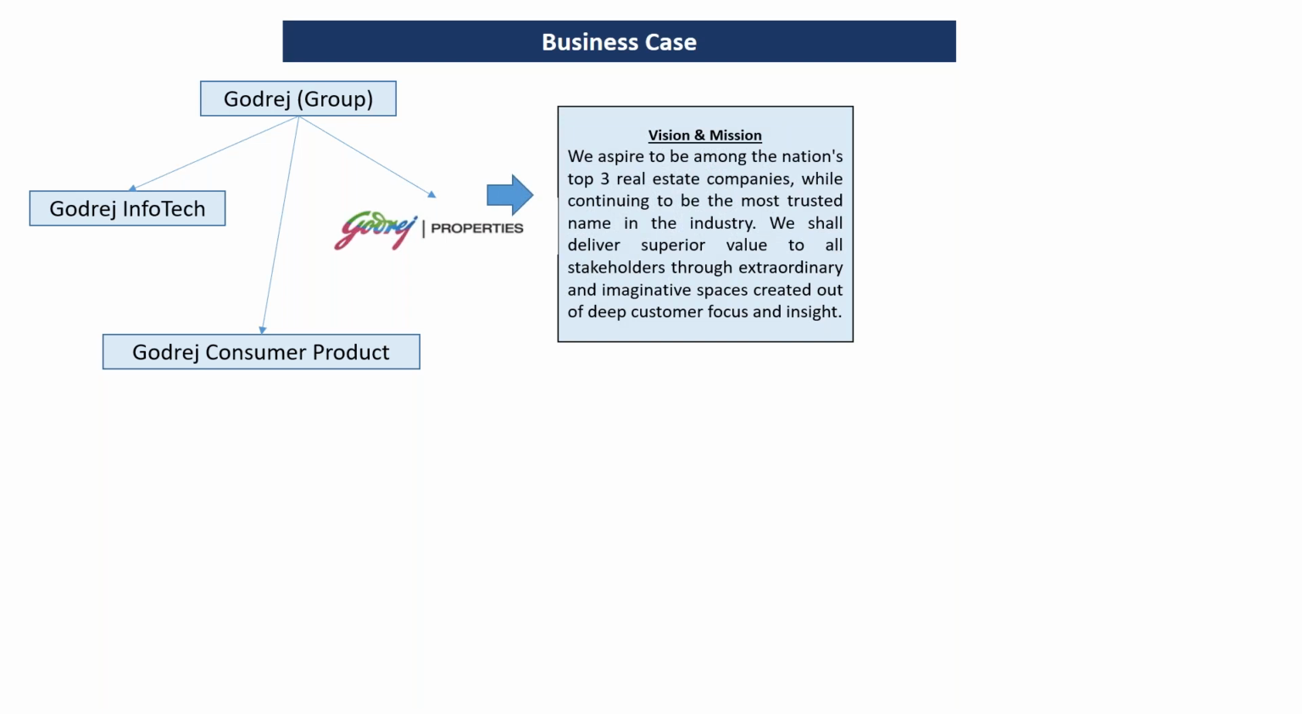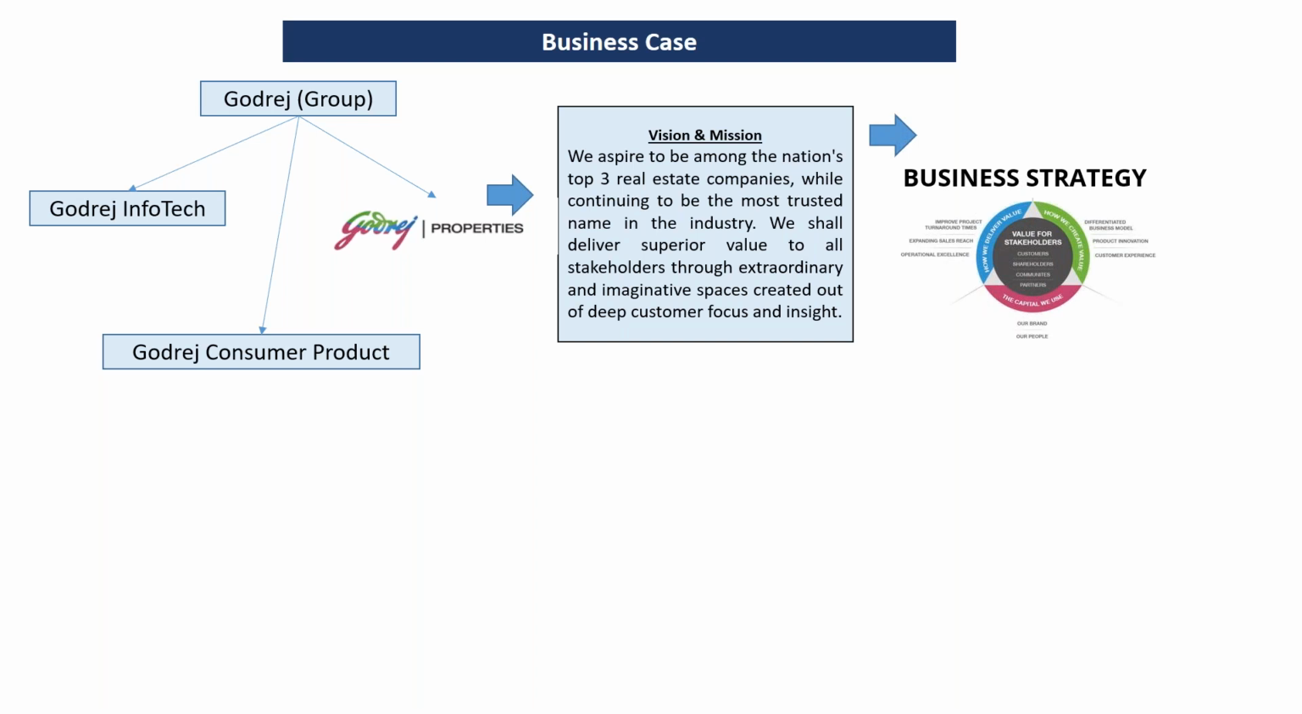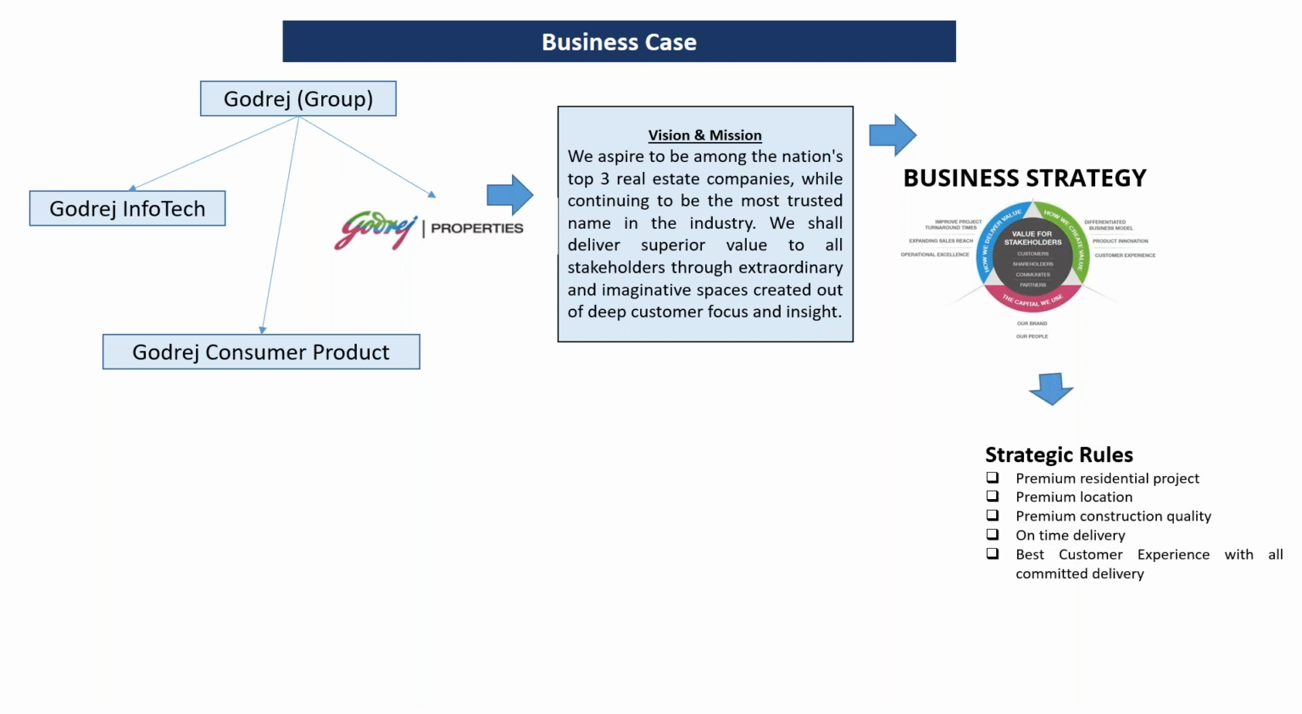So here Godrej Properties is having its vision and mission, and to complete this vision and mission, your strategic department has defined some business strategies, and these business strategies are helping us to achieve the vision and mission of the organization. Here these are the strategic rules. Business strategy is nothing, it's just defining a strategic rule which is helping us to achieve our vision and mission of the organization.